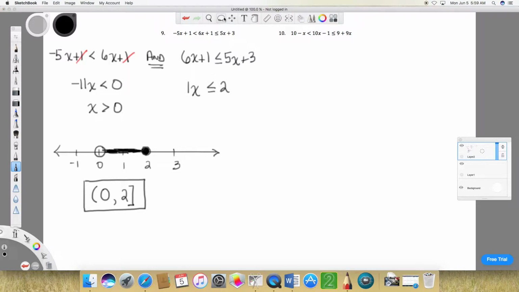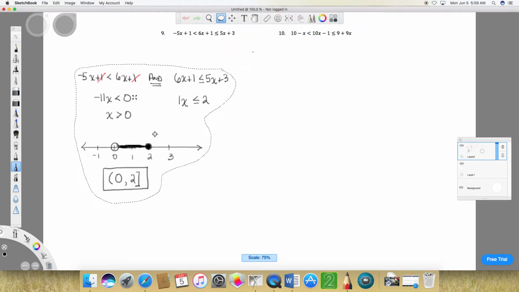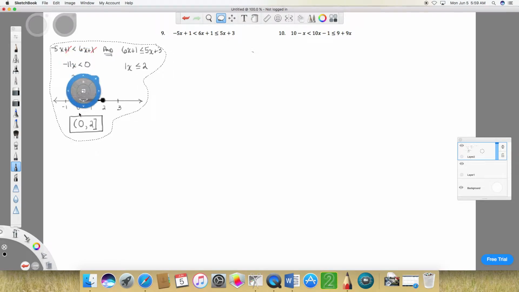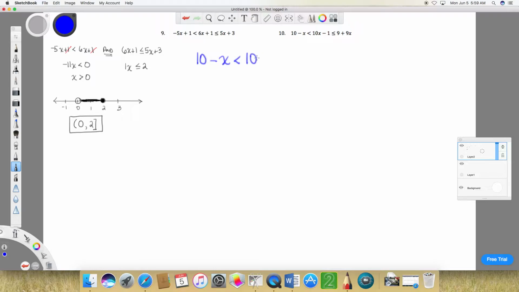All right, so let's come over and take a look at number 10. I am going to shrink this up to give me some more room in case I need it. I'm going to split this up into two inequalities just like I did last time. I have 10 minus x is less than 10x minus 1. And at the same time, I need 10x minus 1 to be less than or equal to 9 plus 9x.